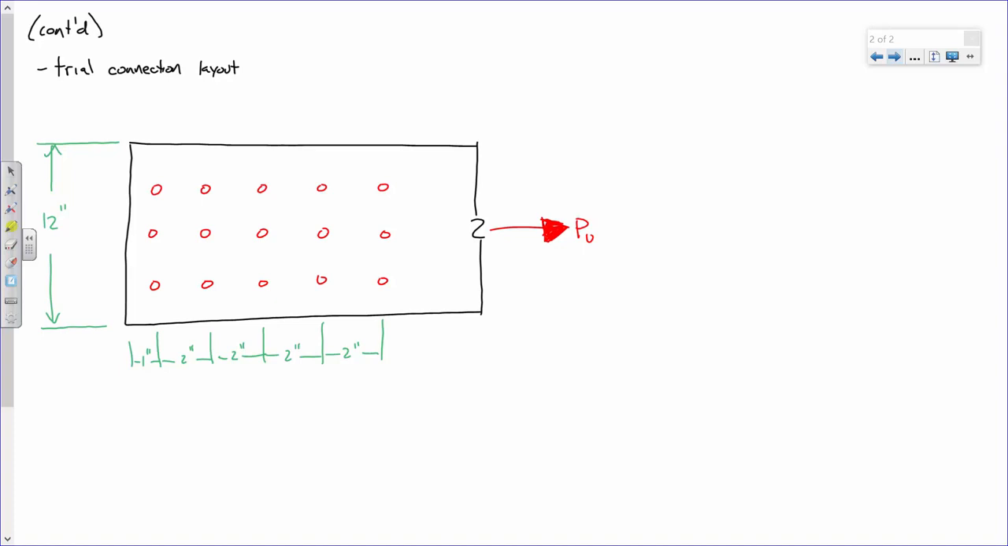Now, I could do maybe 5-by-3. That might be a little tight. I guess it's possible, but I don't know. This connection layout seems to make a little bit more sense.